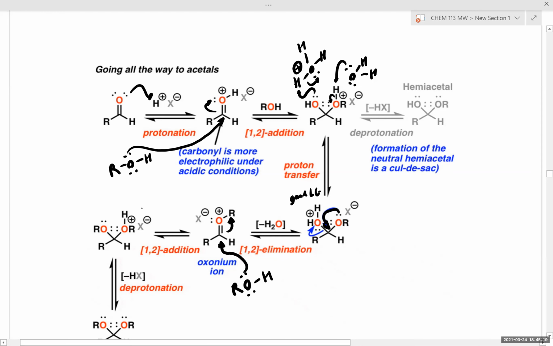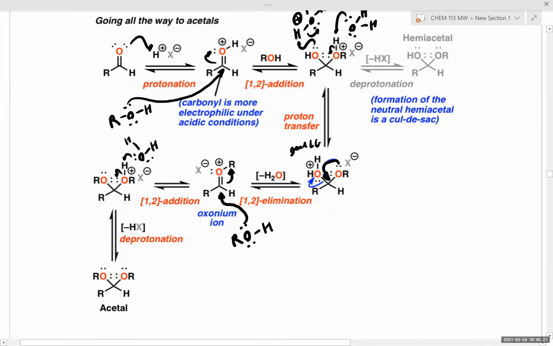From here, all we have to do is one more deprotonation step, and we've gotten to our desired acetal product. Does this mechanism make sense to everyone?